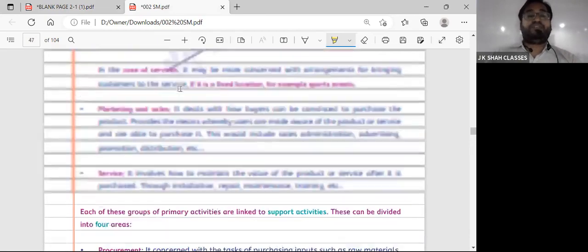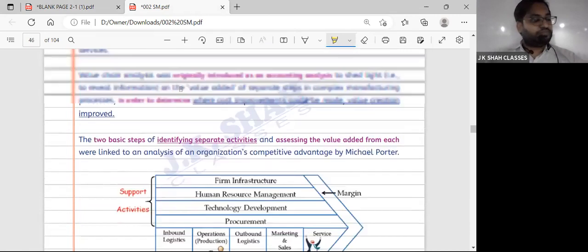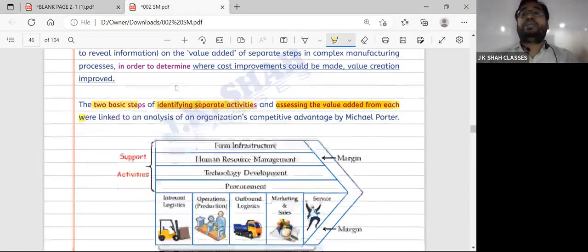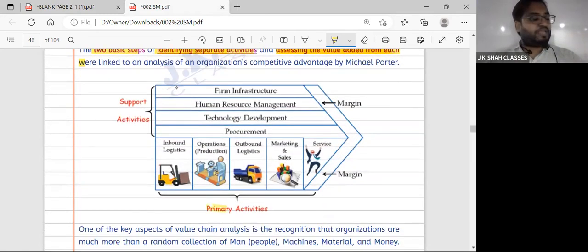You might have this diagram with you. The 2 basic steps: identify the activities and assess the value added from each. Assess the value added from each. So we need to identify primary activity, support activity.